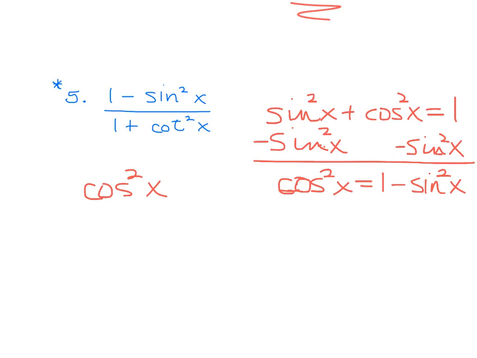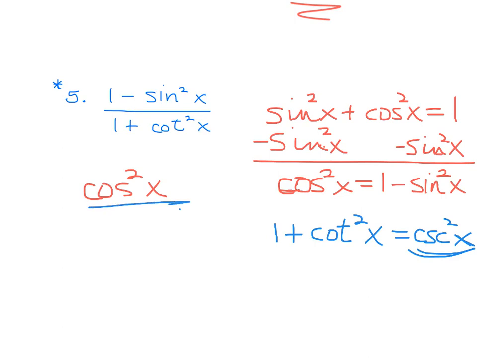I'm now also going to look for an identity for the denominator, and that one is one that I should know. It's not one that needs to be manipulated. So 1 plus cotangent squared x is equal to cosecant squared x. I didn't need to rearrange this one. So I'm going to replace the denominator with cosecant squared x.